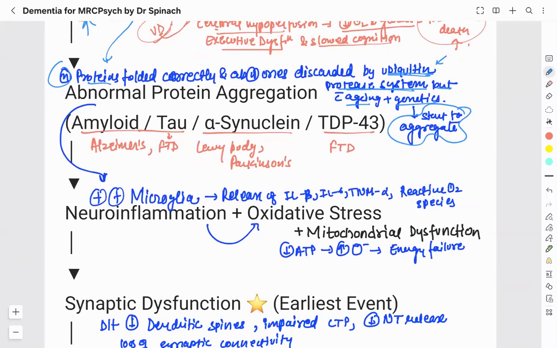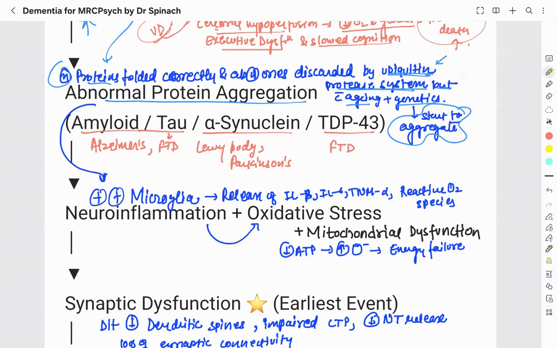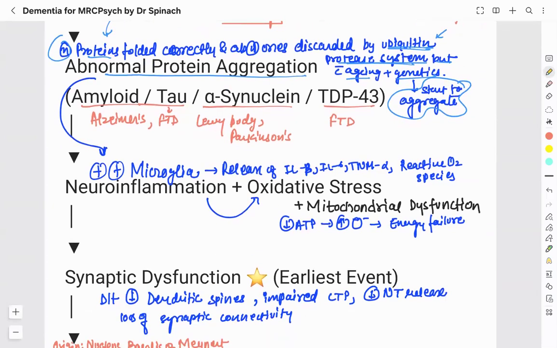So what happens is there is abnormal protein aggregation. These are the proteins which are usually, as you already mentioned, tau and amyloid, and we have alpha synuclein and TDP43. There are others as well, but these are the major ones. In Alzheimer's we see amyloid and tau protein aggregation. In Lewy body dementia and Parkinson's dementia, alpha synuclein is most commonly seen. In FTD, TDP43 is seen, but not just TDP43, you have tau variant as well. So FTD also has tau protein aggregation.